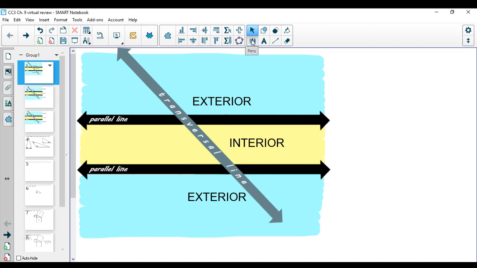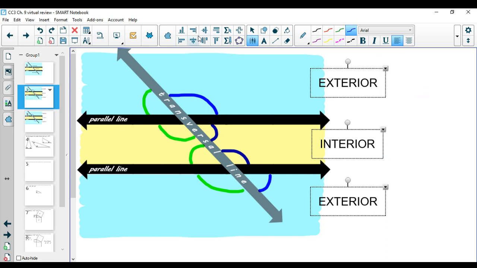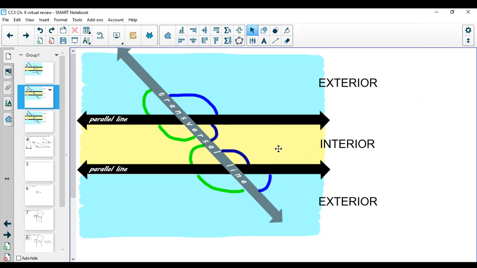We might have angles that are always on top of the parallel lines. We might have angles that are always on the bottom of our parallel lines. But those are things that you want to pay attention to. Where are they in relationship to the parallel lines? The second thing that you want to pay attention to is where are those angles in relationship to the transversal?